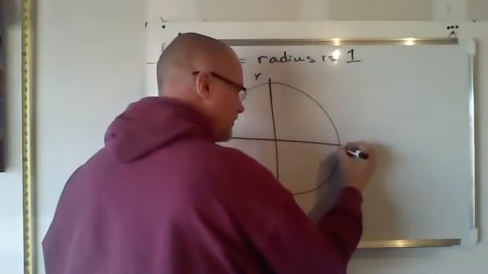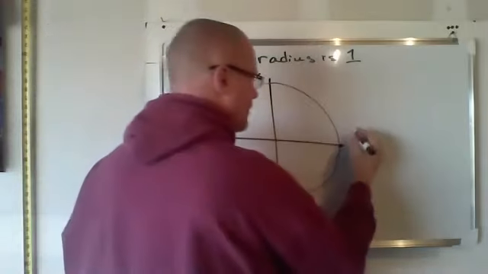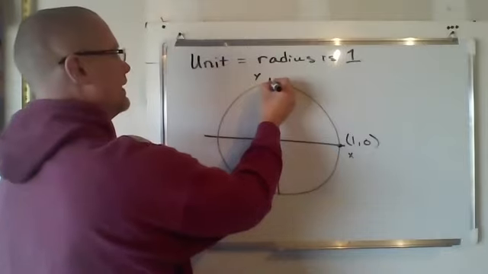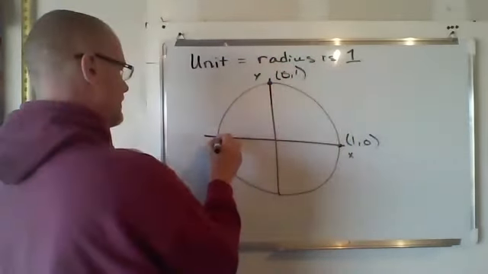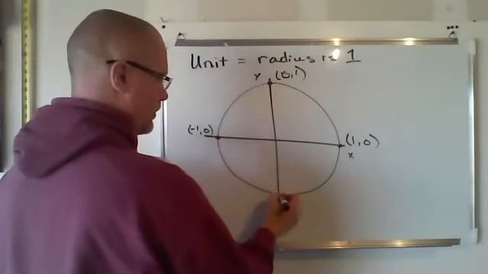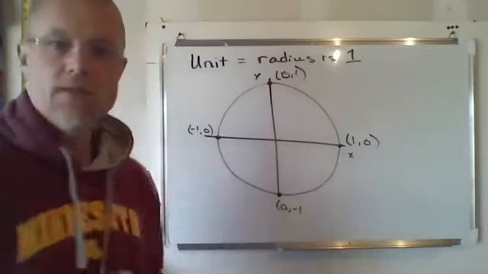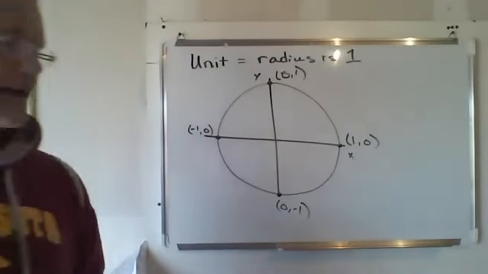Now, what is the coordinate of that point? Just think about it for a second. You're right, that is the point (1, 0). And what's the coordinate of this point? Yep, (0, 1). And what about this point? Well, that's (-1, 0). And this point is (0, -1). So that's the unit circle.